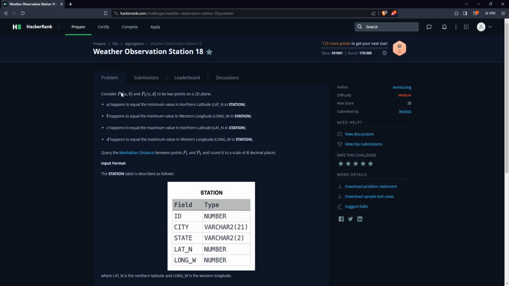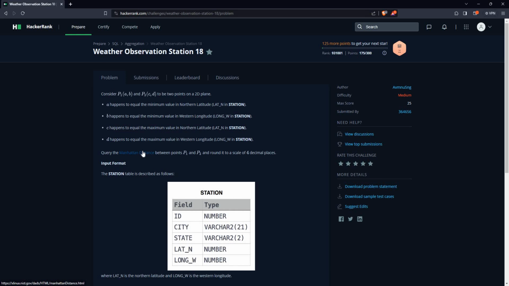So, it is saying consider P1 (A, B) and P2 (C, D) to be 2 points on a 2D plane. A happens to equal the minimum value in northern latitude, okay, latitude N. So, it is talking about minimum value, maximum value, right? You guys might have guessed we have to use min and max functions, right? But with the min and max functions as well, there is some other consideration where we have to query the Manhattan distance between P1 and P2, right? These coordinates are given and we will have to find the Manhattan distance.